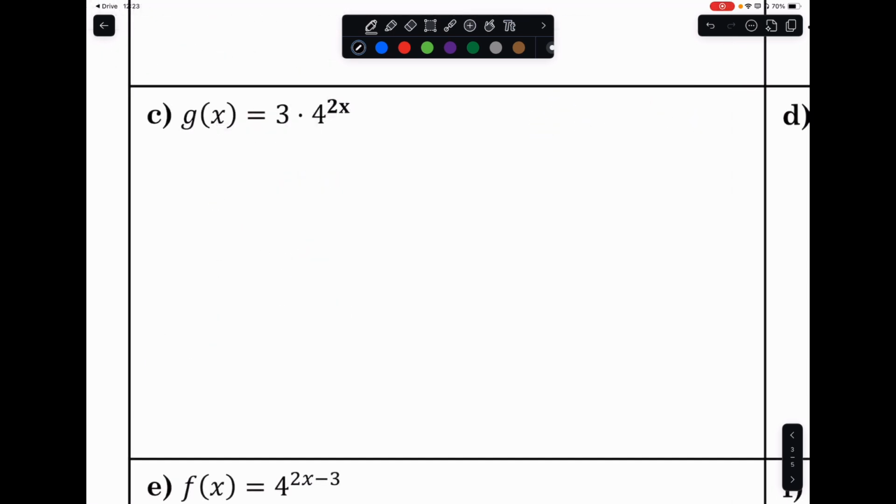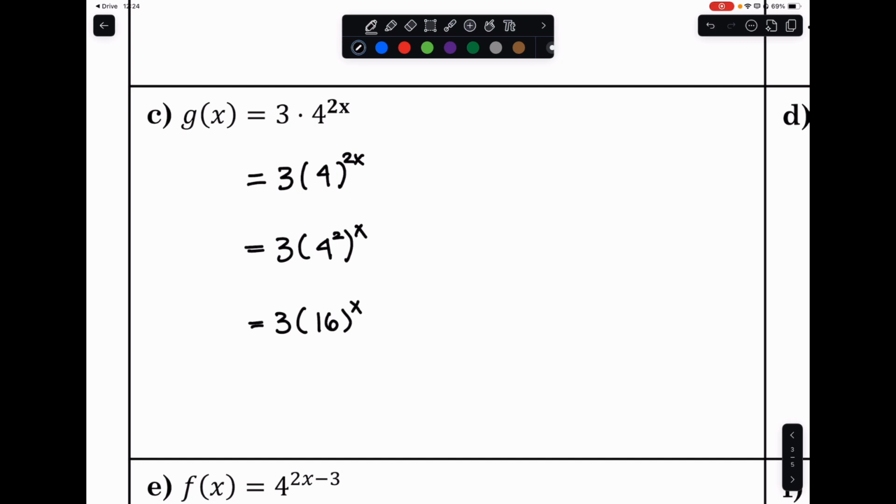Let's look at example C. So example C, similar situation. We have g of x is equal to 3 times 4 to the x power. So we can think about it like this, which means 4 to the x power means 4 is raised to the second power and then raised to the x power. And since 4 to the second power is 16, 16 is being raised to the x power.